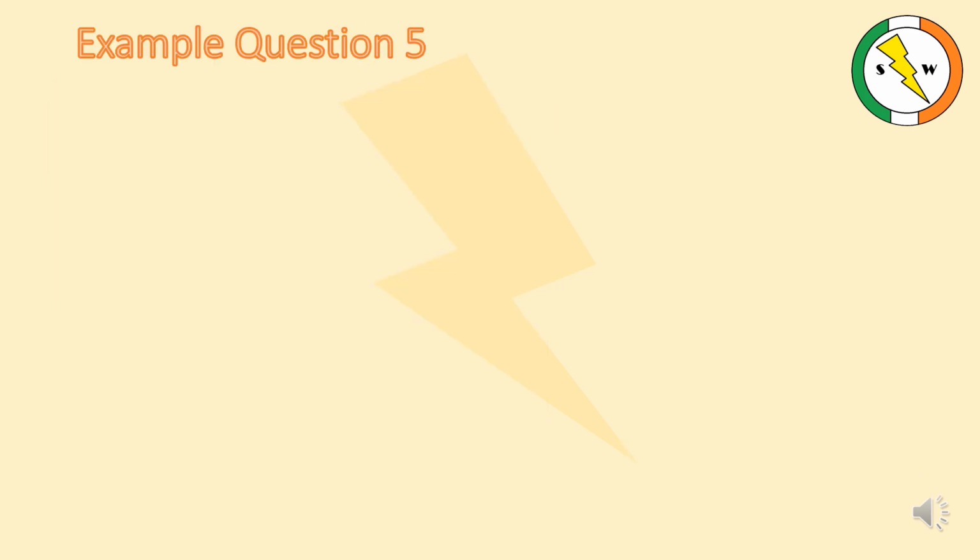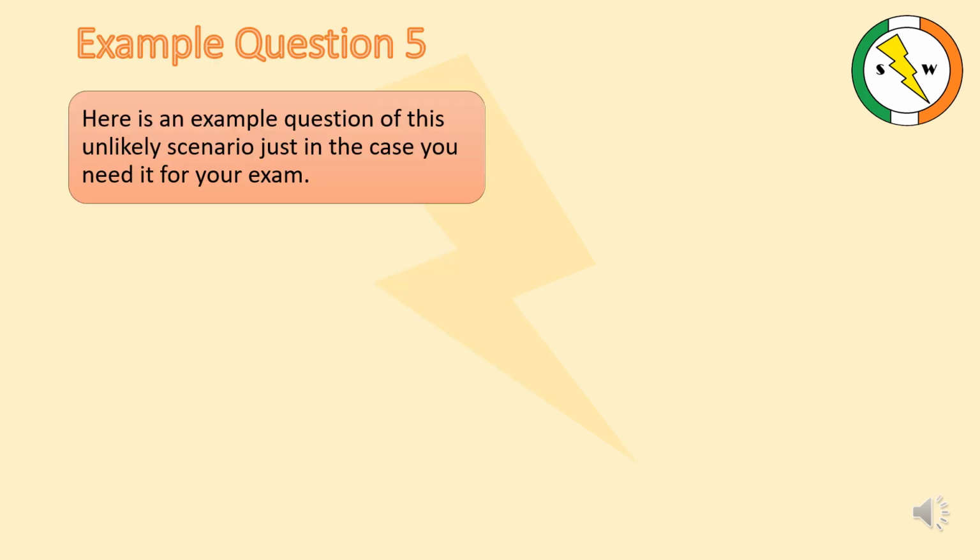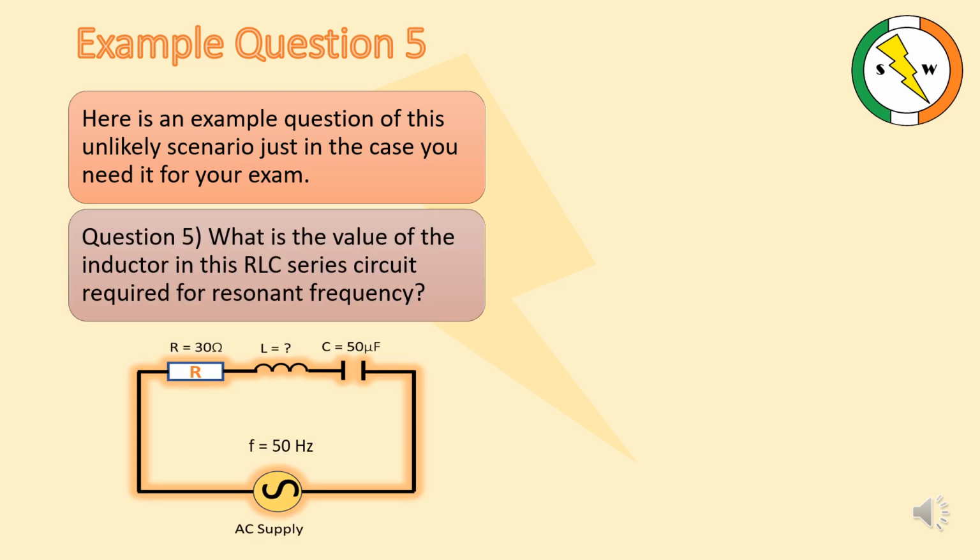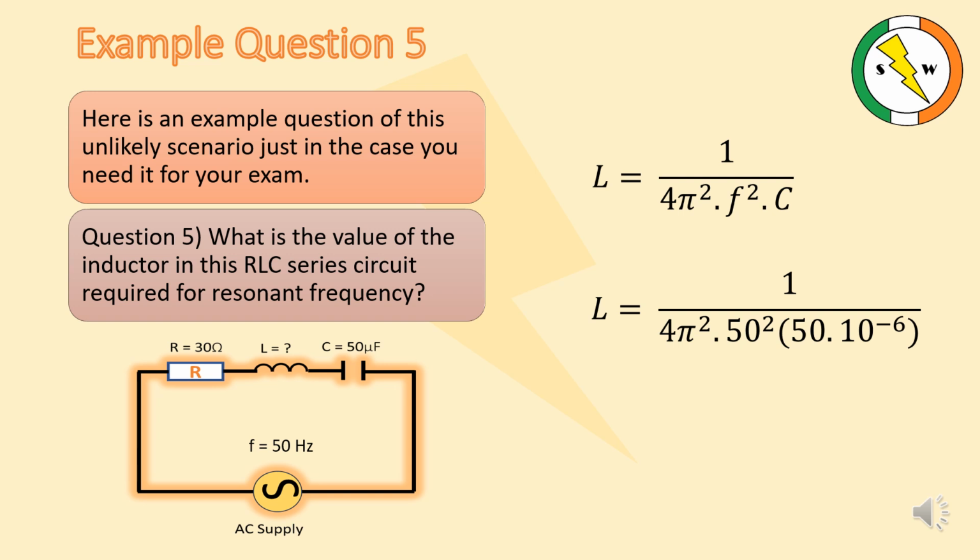Here's an example of the question that you're unlikely to get in the exam, but just to show you how it works in case. So using one of the two formulas that we just showed in the last slide. So question 5, what is the value of the inductor in this RLC series circuit required for resonant frequency? Just like before, we get given R and C, but we're missing L and we're given frequency. So we just plug them in to the formula for inductor, and then we get an answer of 0.2 henries. So it's not hard, it's just different, that's all.